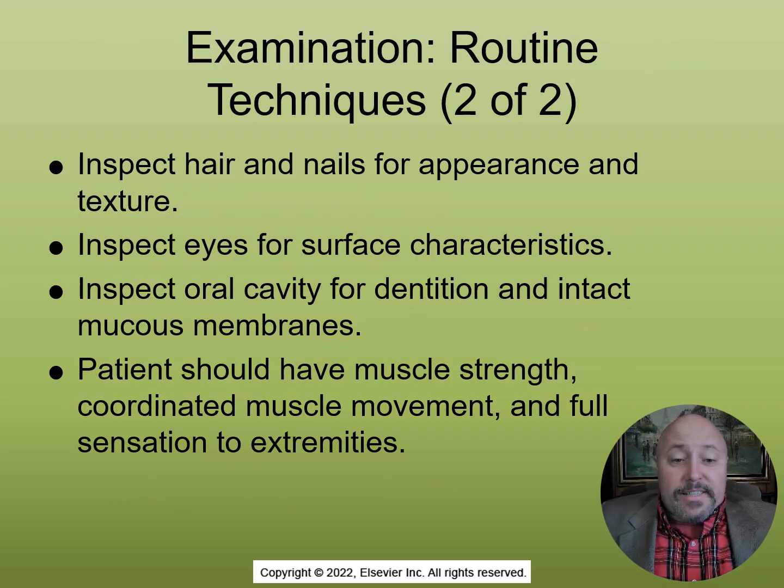We should also be assessing the hair and nails for both appearance and texture, as well as any irregularities or abnormalities. Are we seeing bow lines, deformities? Is it growing normally, healthily? For the hair, is the hair dry? We should also be looking at the eyes for surface characteristics, inspecting the oral cavity for both dentition as well as intact mucous membranes. The patient should also have full muscle strength, coordinated muscle movement, and full sensation in all extremities.